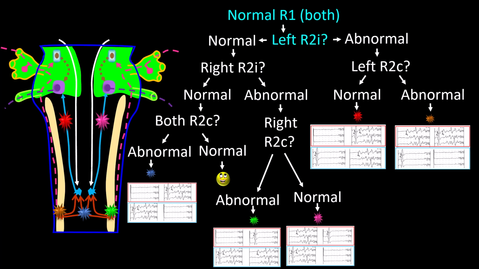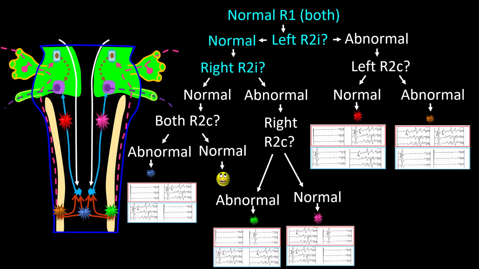Then ask yourself about the status of the left R2 ipsilateral. If normal, ask yourself for the status of the right R2 ipsilateral. If normal, judge whether both R2 contralateral are normal or abnormal. If normal, the blink reflex test is normal. If both R2 contralateral are abnormal, as you can see here, the lesion is in the crossing fibers.